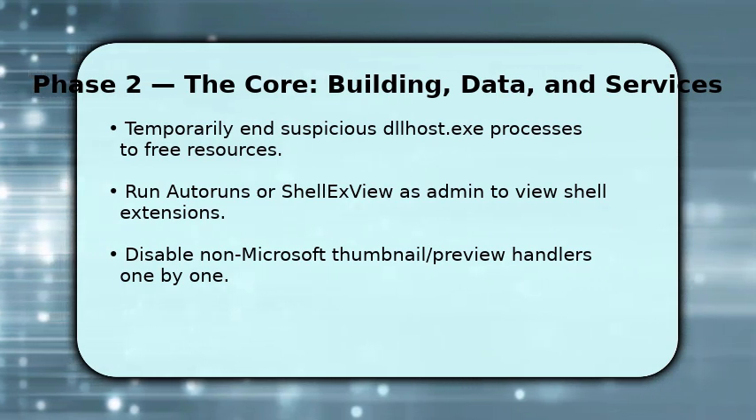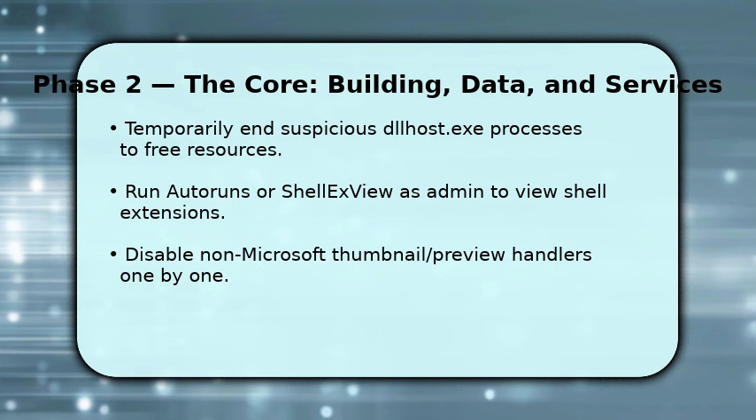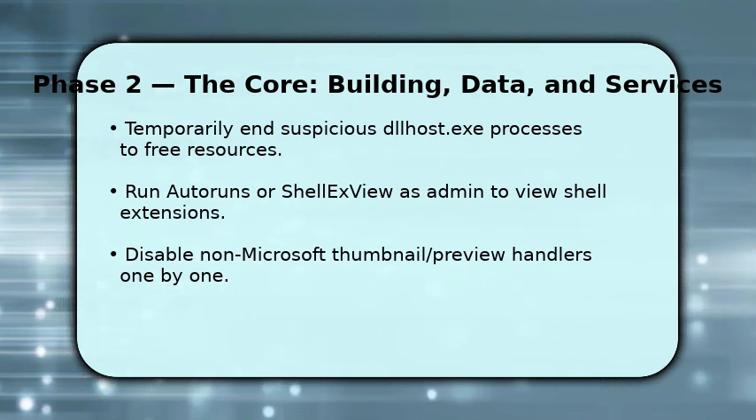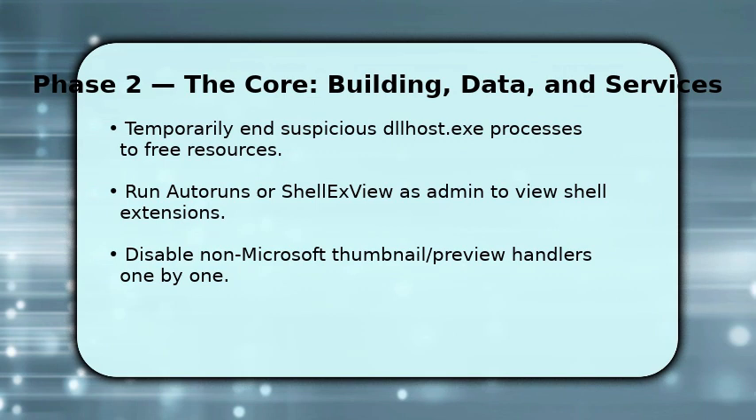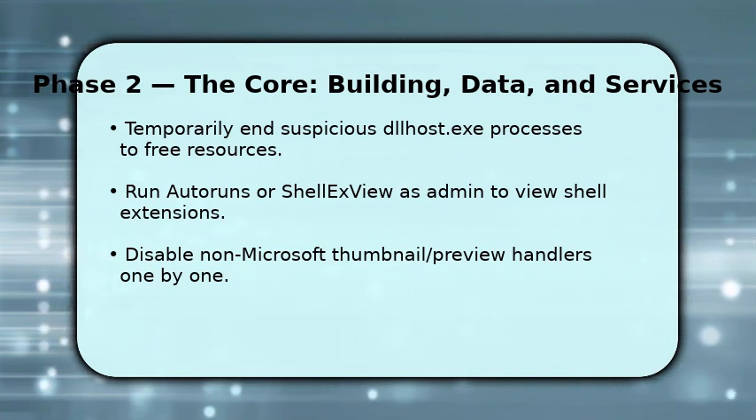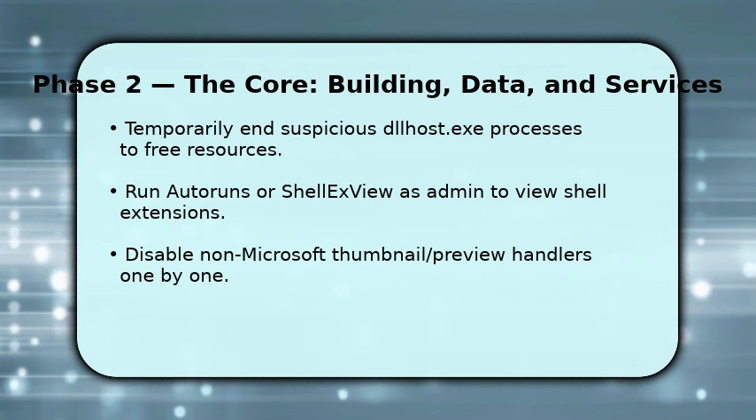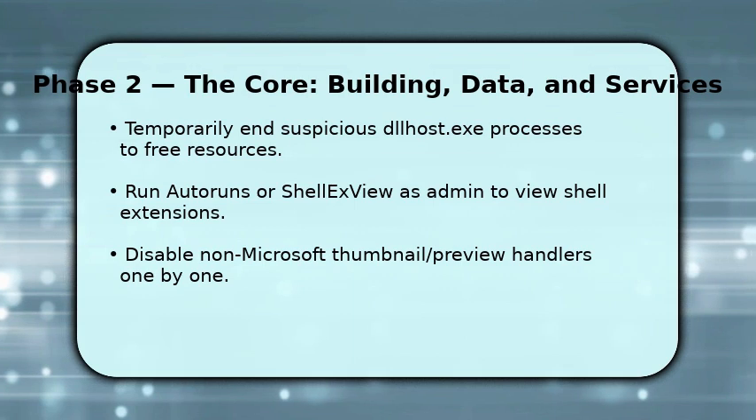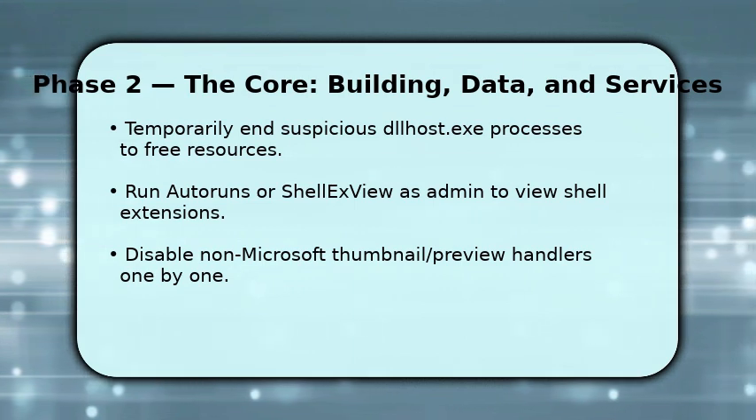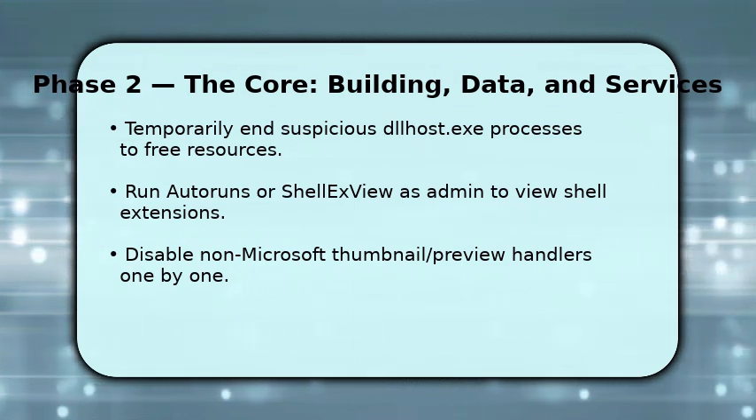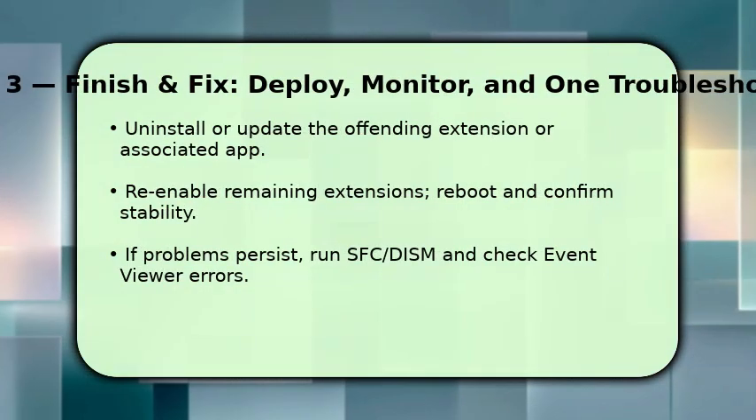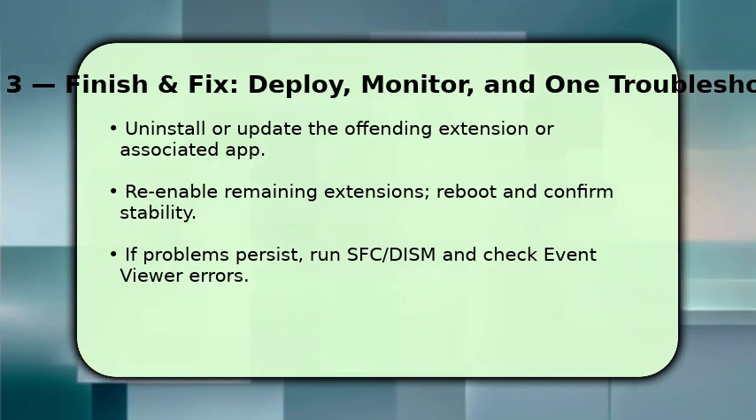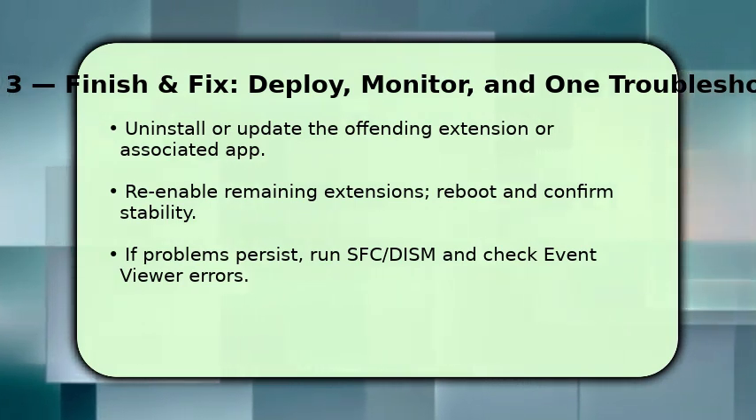Next, run Autoruns or ShellExView with elevated rights to inspect shell extensions. These often load thumbnails and cause COM surrogate to crash. Disable non-Microsoft thumbnail and preview handlers one at a time, and then reproduce the behavior. This isolates the offending extension. When you break the chain, you'll know which extension triggers dllhost.exe repeatedly. After isolating the bad shell extension, uninstall or update the associated app to permanently stop COM surrogate windows.